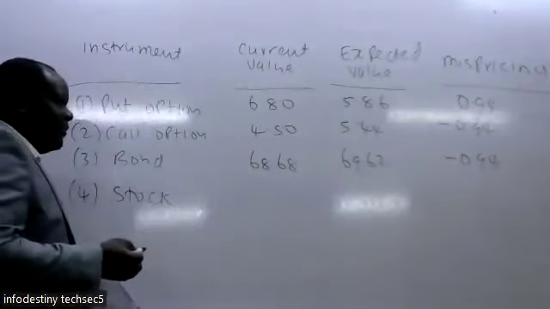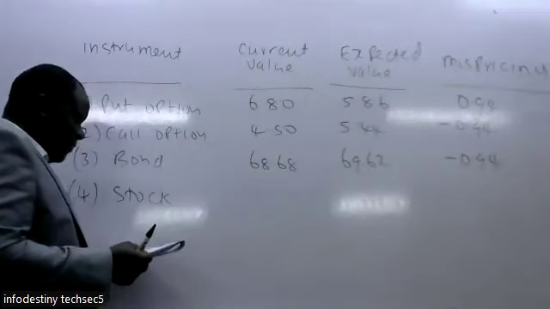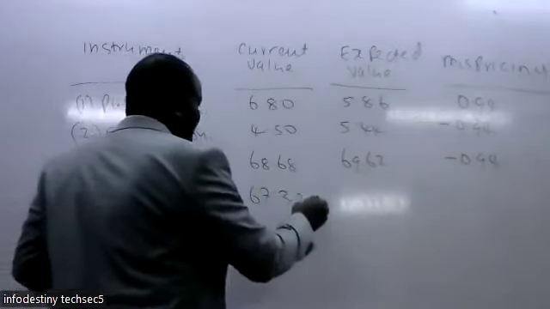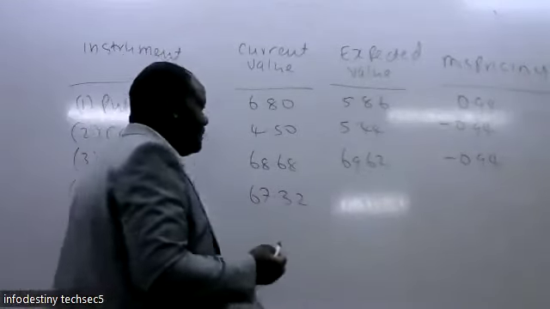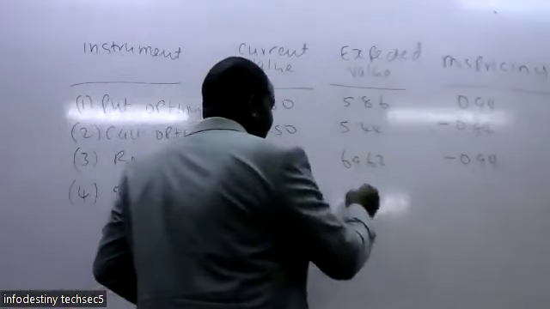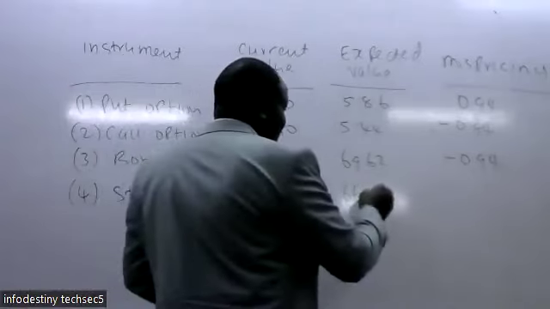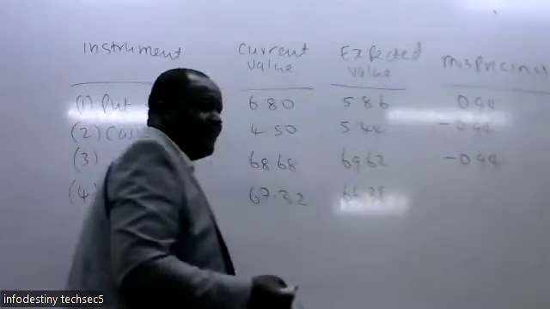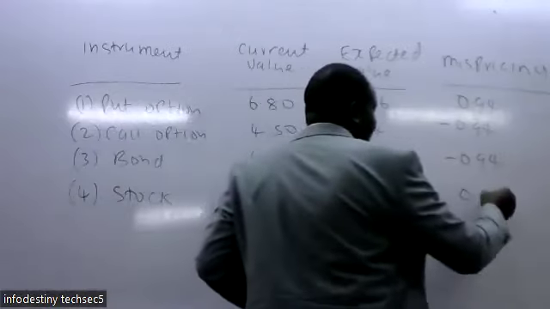So for the stock, the current stock price is 67.32. Then the one that is expected, the one we calculated, is 66.3. Your difference must also be 3.8.